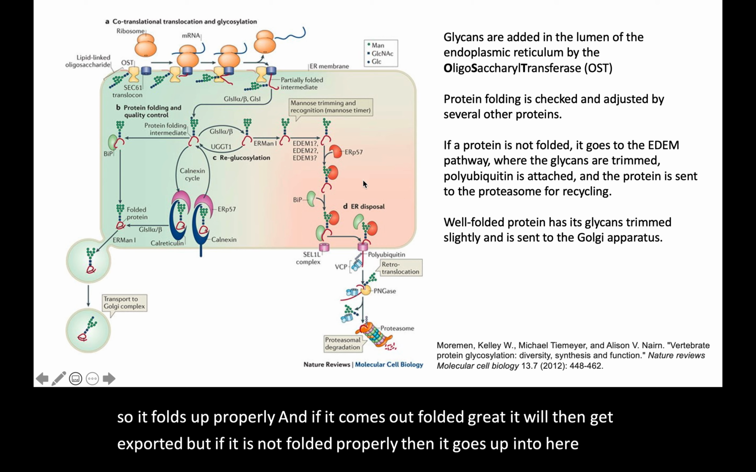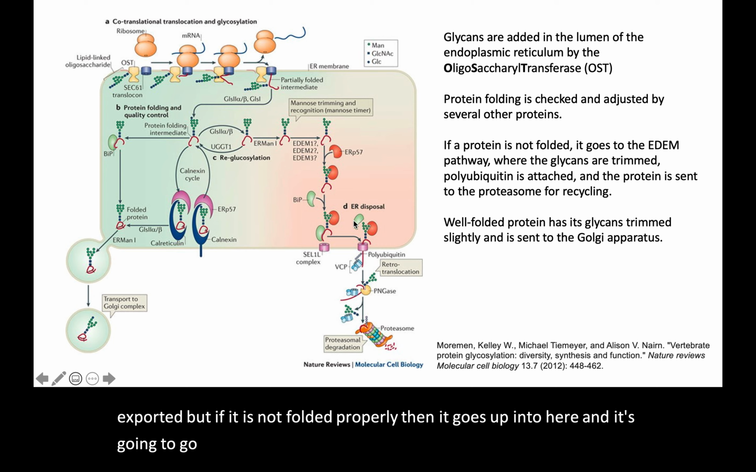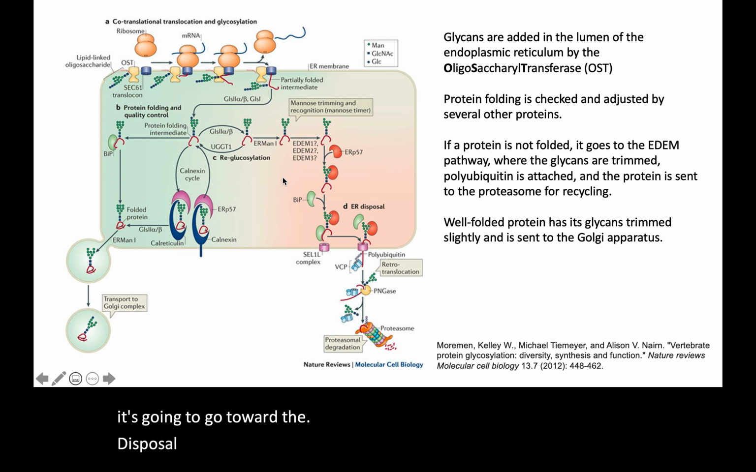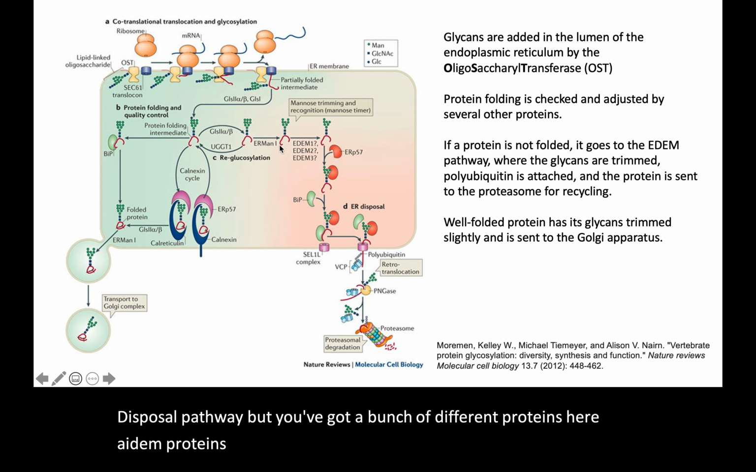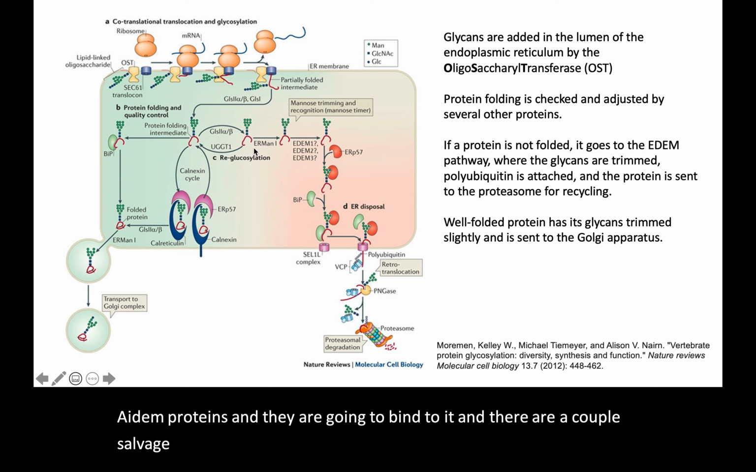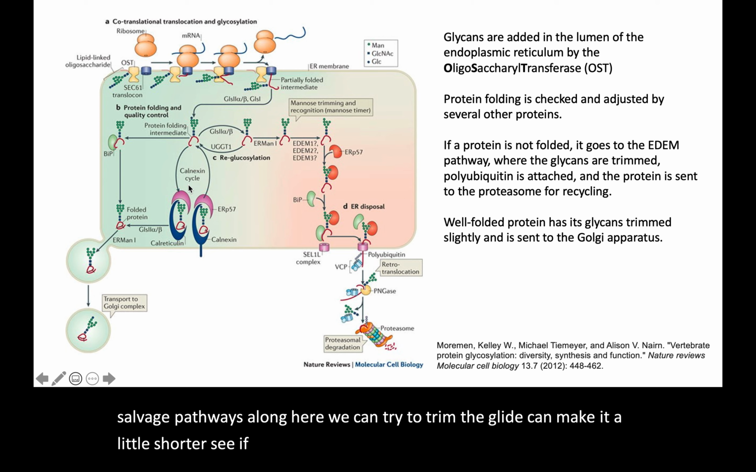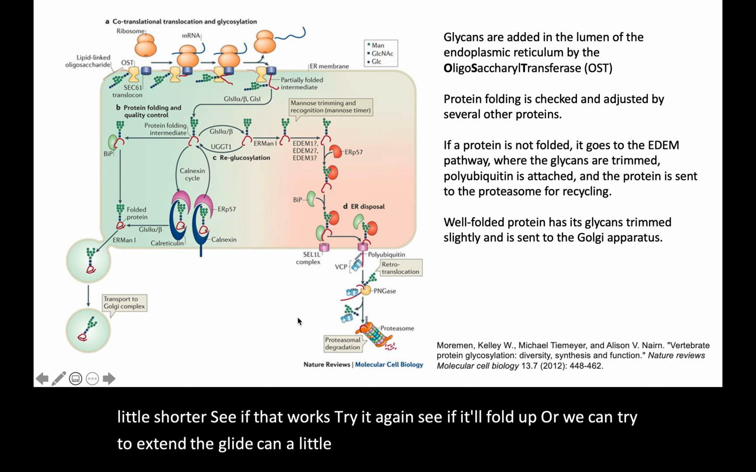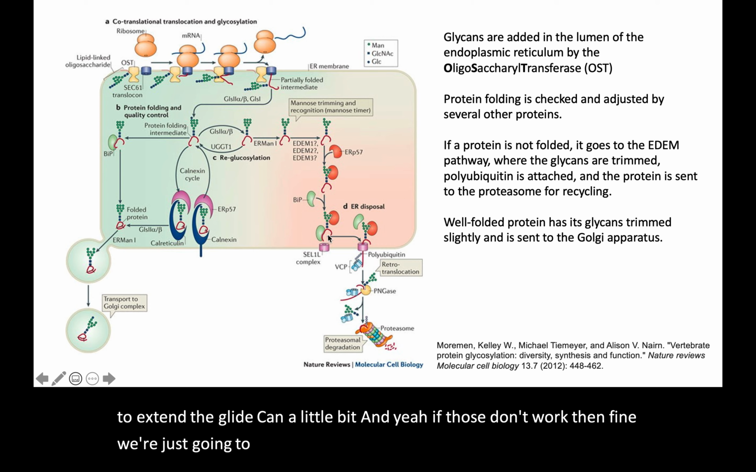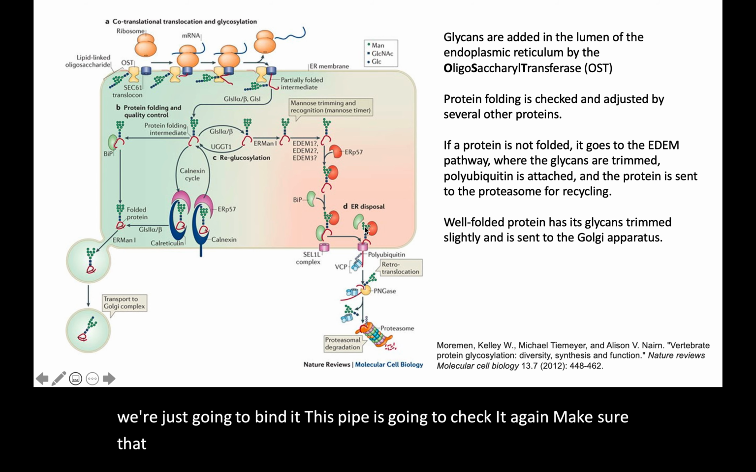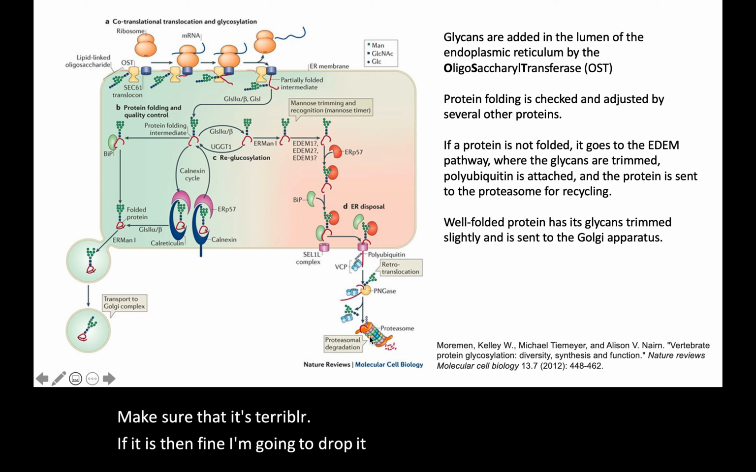And it's going to go toward the disposal pathway. But you've got a bunch of different proteins here, EDEM proteins, and they are going to bind to it. And there are a couple salvage pathways along here. We can try to trim the glycan, make it a little shorter, see if that works. Try it again, see if it'll fold up. Or we can try to extend the glycan a little bit. And if those don't work, then fine. We're just going to bind it. This BIP is going to check it again, make sure that it's terrible. If it is, then fine. We're going to drop it off, and we're going to take it out and shred it.